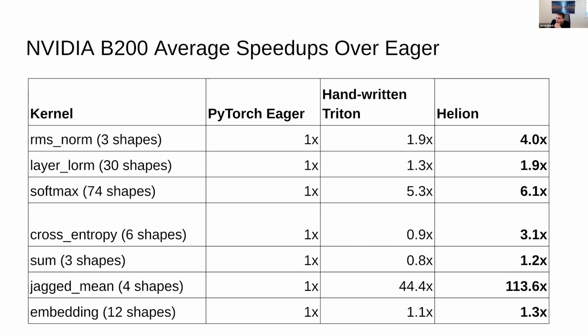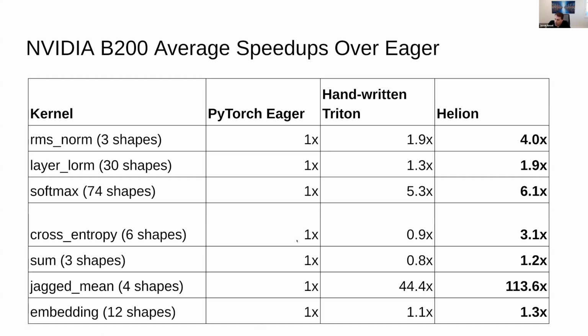And comparing Helion to handwritten Triton, I think most of these handwritten Tritons are taken from Liger, which is a somewhat widely used kernel library of handwritten Triton kernels. So they're hopefully realistic. And for each of these numbers, we're running many different shapes, and we're averaging the performance across all the shapes.